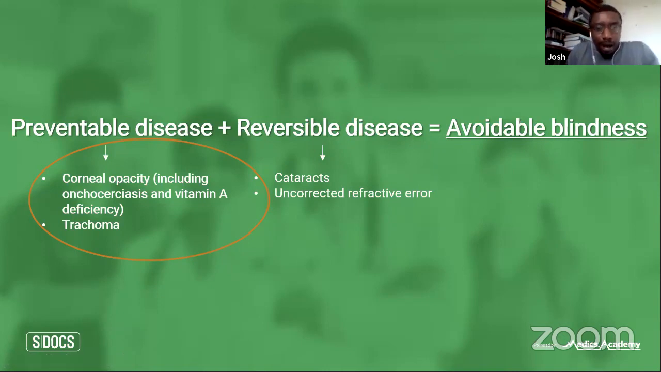So in part 1, I introduced this towards the end: avoidable blindness, preventable disease, and reversible disease. In this part 2, we're going to be looking at preventable diseases. We're going to be looking at the diseases that cause corneal opacity, and we're also going to be looking at trachoma as well. All these diseases are not necessarily common in places like the UK, but they are common in other countries worldwide, and we will go through them in a bit more detail.